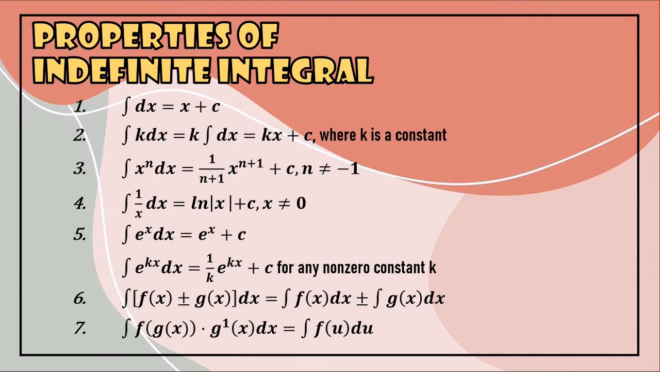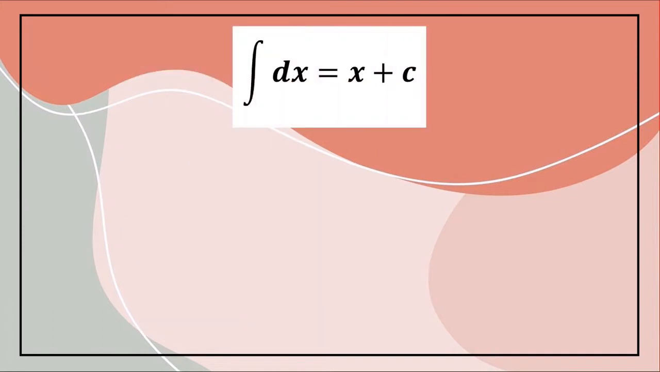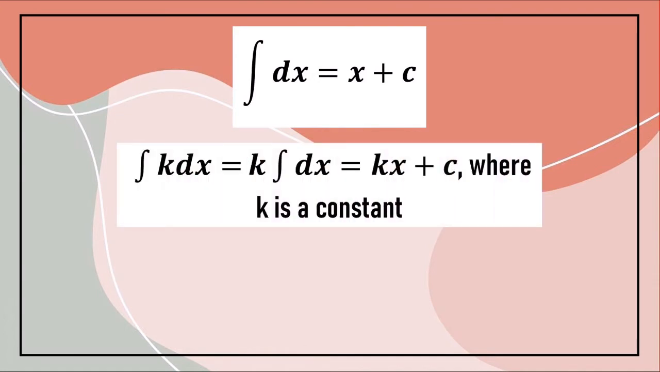The following are the properties of indefinite integral, and we will discuss these properties one by one. The first property is the indefinite integral of dx is x plus c. The next property is the constant rule. The indefinite integral of k with respect to x is kx plus c, where k is a constant.